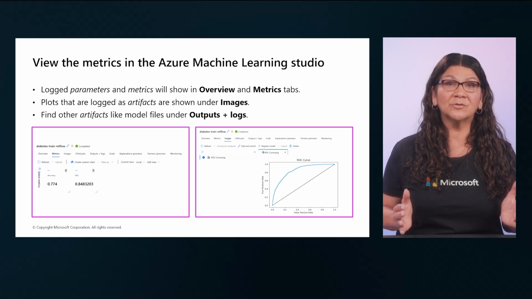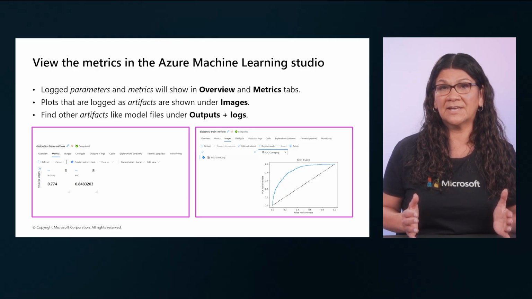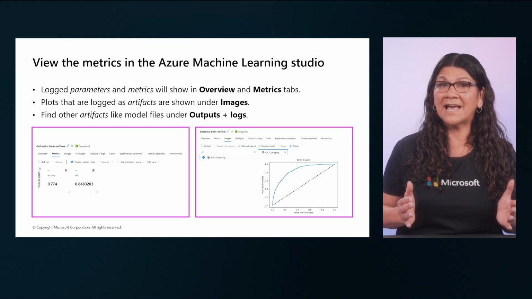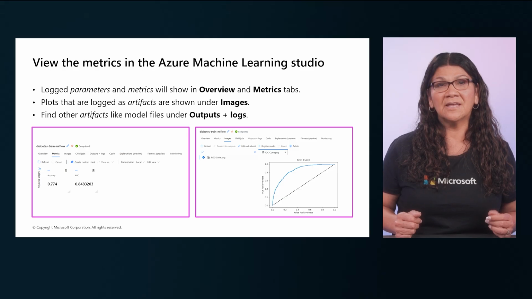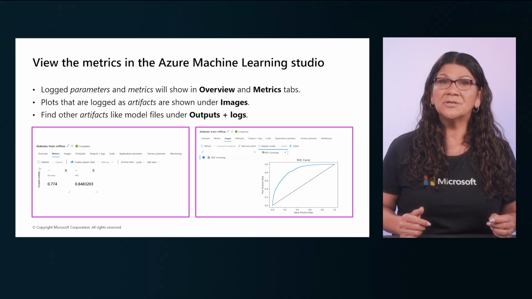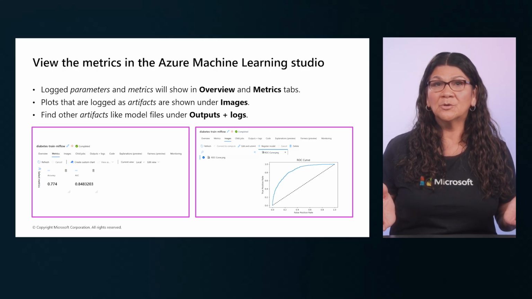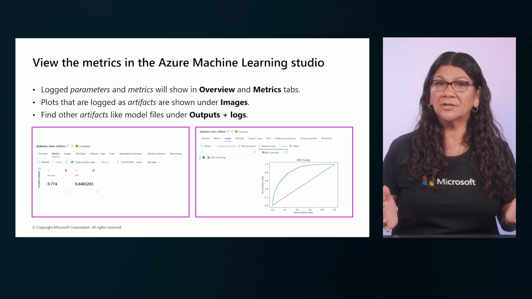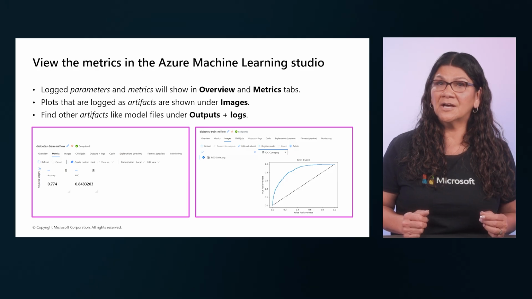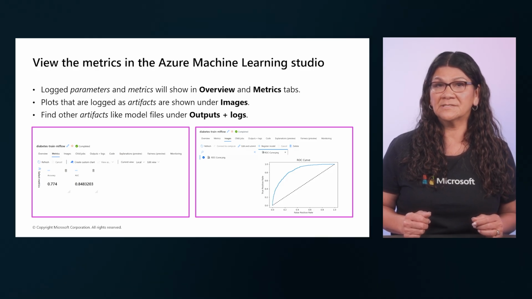For example, when training a diabetes classification model, you might log accuracy and AUC as metrics and a ROC curve as an artifact. In Azure ML Studio, you can immediately open the run, review the metrics in the Metrics tab, and inspect the ROC curve under Images to understand the model's trade-offs.